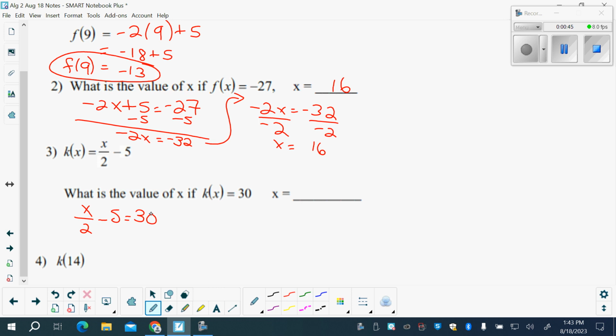This is equal to 30. So this is our y value here. So this whole thing here is equal to 30. So what would we do to solve that?